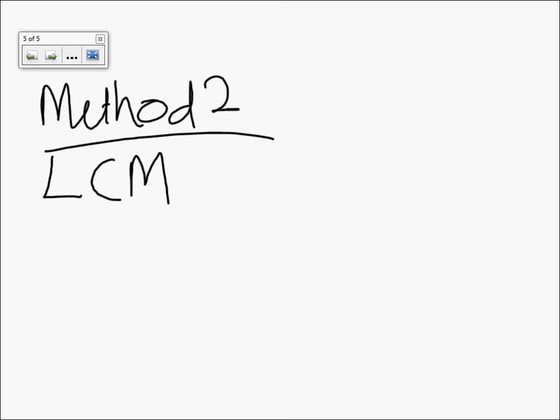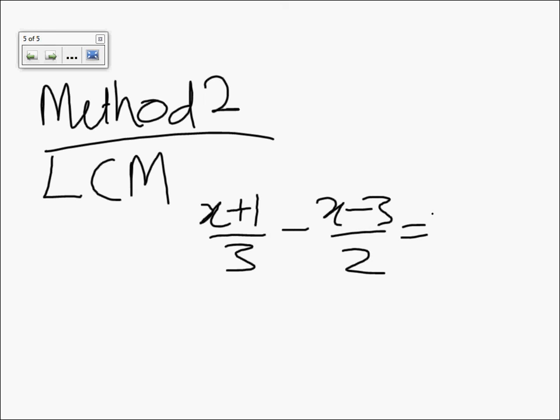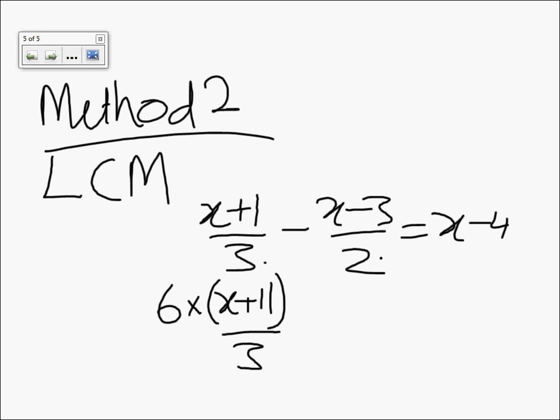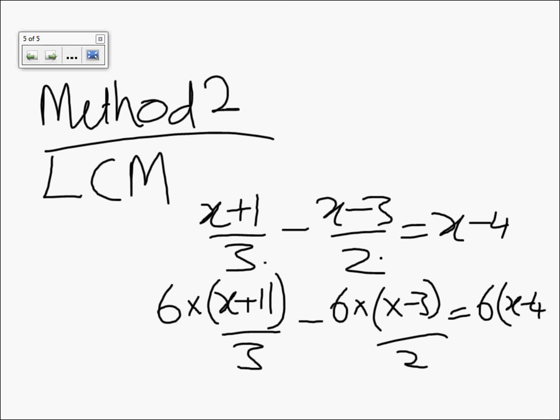You look at the question, which is (x + 1)/3 - (x - 3)/2 = x - 4. Now, what is the lowest common multiple for these two? Okay, it's 6. So you multiply through by 6. Each term is multiplied by 6, and the other side as well. So we say 6 times this whole thing over 3, minus 6 times this whole thing, x - 3 over 2, is equal to 6 times this side as well. Can you see that?